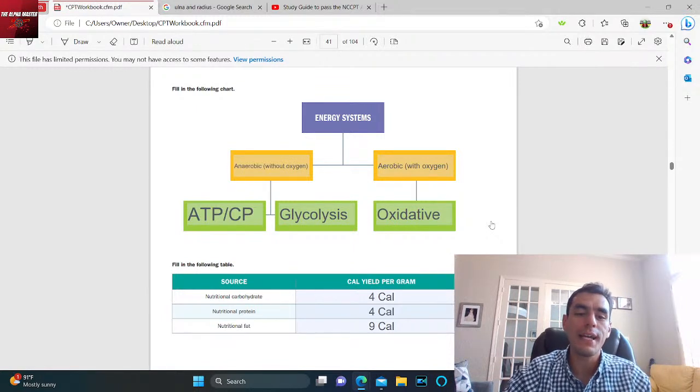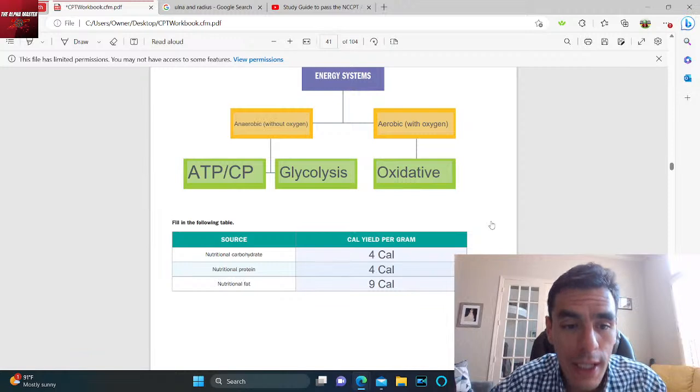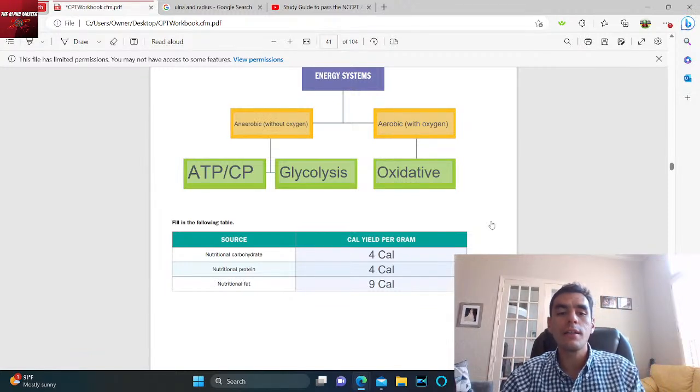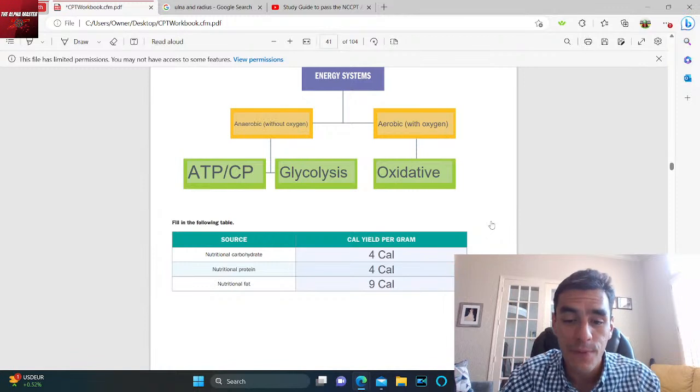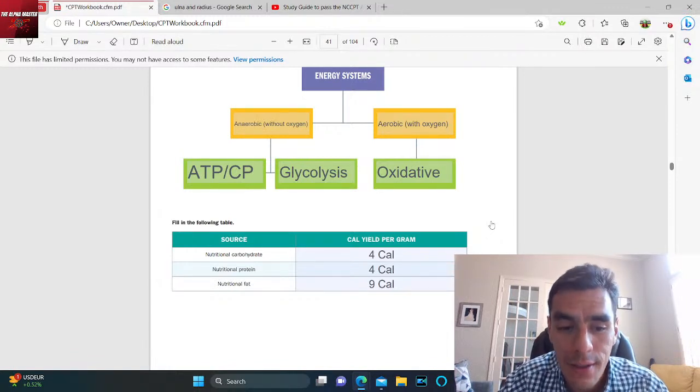Now fill in the following table. You have nutritional carbohydrate. You have 4 calories per gram for carbohydrate, 4 calories per gram for nutritional protein, and 9 calories per gram for nutritional fat.